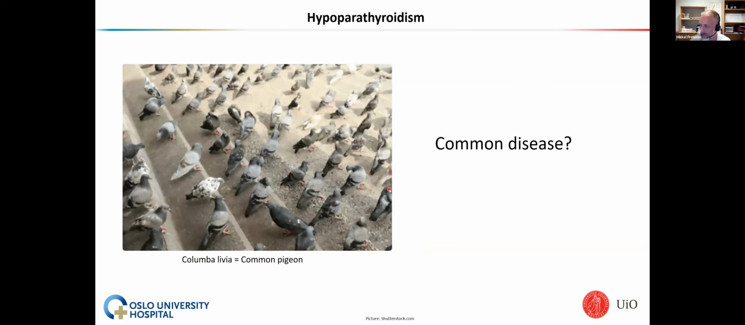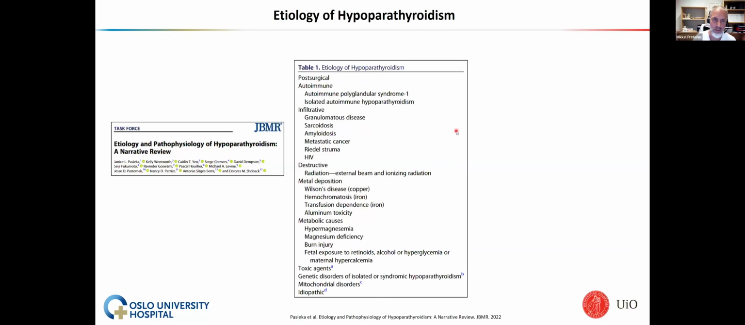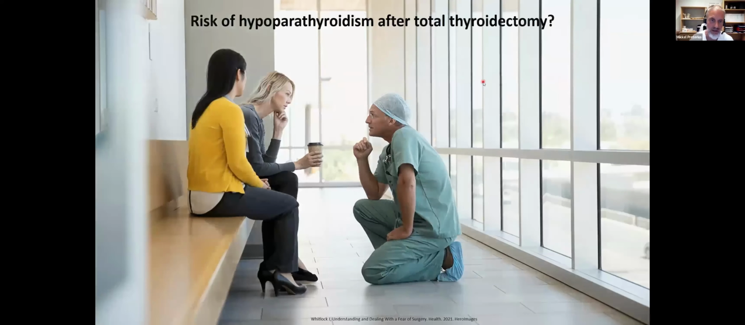Is this a common disease? Well, these are the reasons for hypoparathyroidism. They all have one thing in common. They are very, very rare, maybe apart from post-surgical, which is about 75% of the disease. This means that the prevalence and also incidence of this disease is highly related to the risk of hypoparathyroidism after thyroidectomy, especially total thyroidectomy.